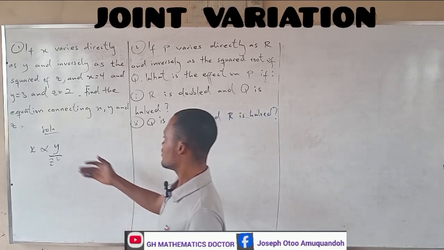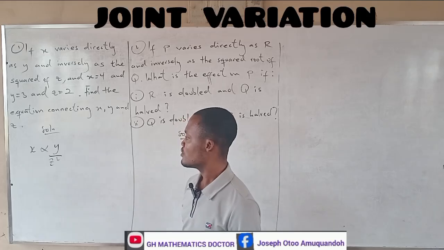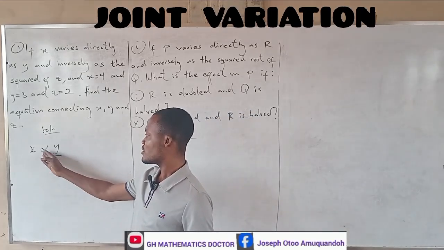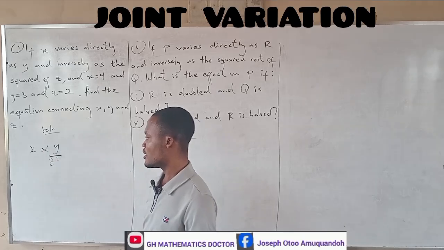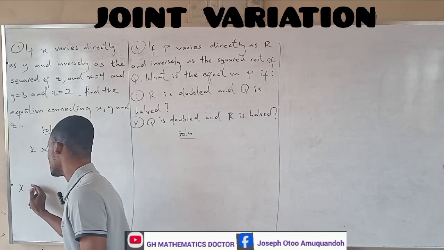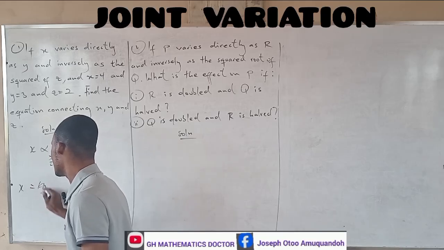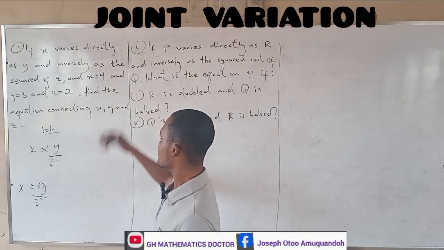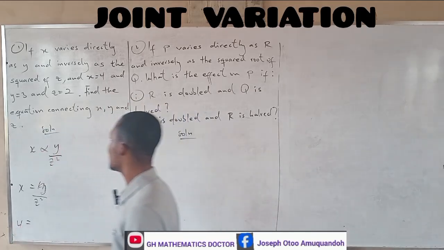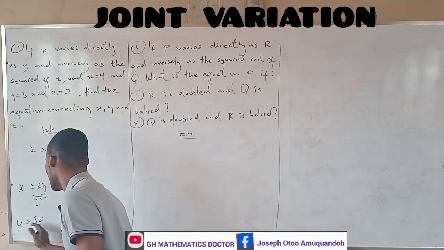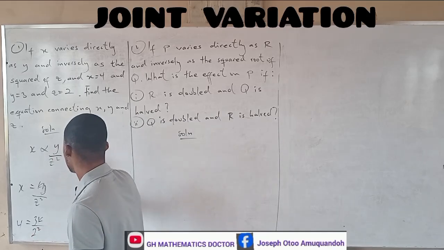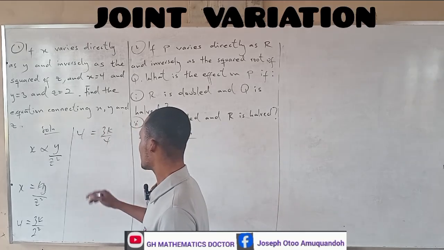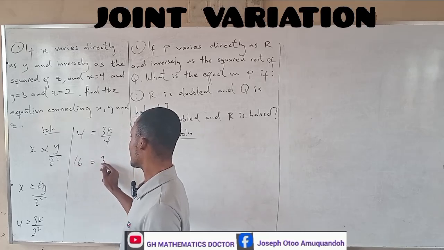So we need to use the values of x, y, and z here to get the equation connecting these variables. Before that, we change the proportionality to k, the constant of proportionality. We're going to say that x is equal to ky over z squared. Then when x is equal to 4, y is equal to 3, and z is 2, so we have 3k here and 2 squared here. We are going to work further. 4 equals 3k over 4. Cross multiply, you get 16 equal to 3k.